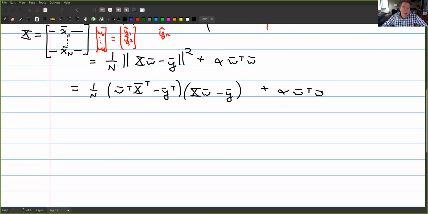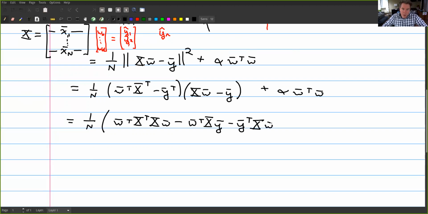And so now we FOIL this part out. So this is 1 over n times: this becomes w transpose X transpose X w, minus w transpose X y, minus y transpose X w, plus y transpose times y.